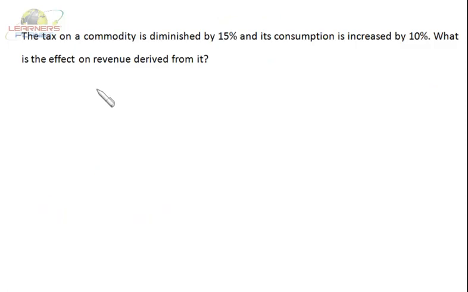Now, as we have already discussed the mensuration percentage cases in the previous session, the same logic will be applied on these sort of problems. Here the tax on a commodity is diminished by 15% and its consumption is increased by 10%. What is the effect on revenue derived from it? Friends, here this term revenue is dependent on tax and consumption. So tax into consumption is revenue, that is amount of tax into its consumption is revenue.